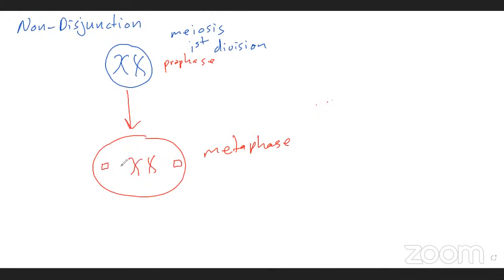Do the spindles attach? Yes, they attach at the equator, right. So by the time we reach anaphase, what happens now? They get pulled to the opposite poles.